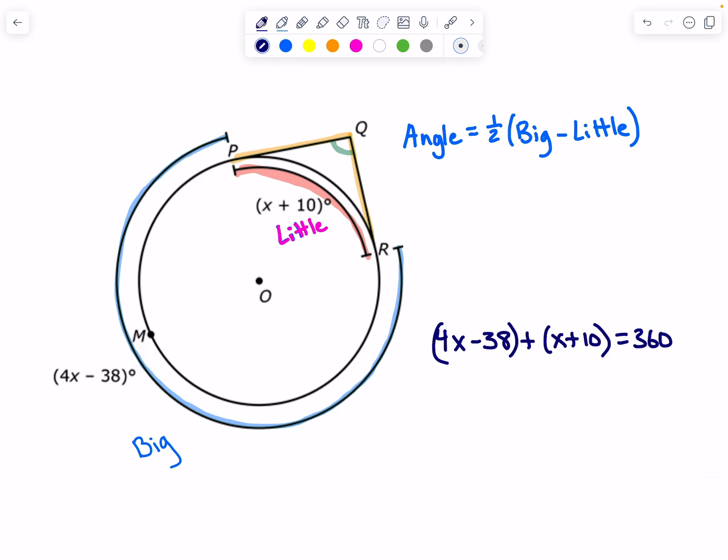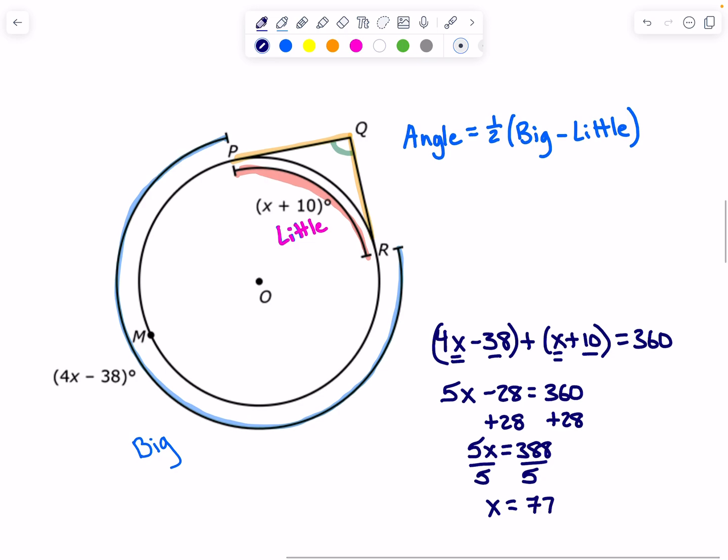All right, so if we combine like terms, we have 4x plus x would give us 5x. Then we have negative 38 plus 10 would be negative 28, is equal to 360. Then if we add 28, we get 5x equals 388. And then we can divide both sides by 5, and that gives us a decimal of 77.6. I typed it in my calculator.